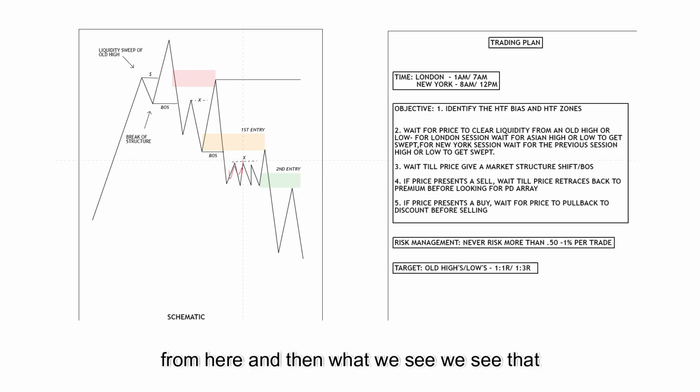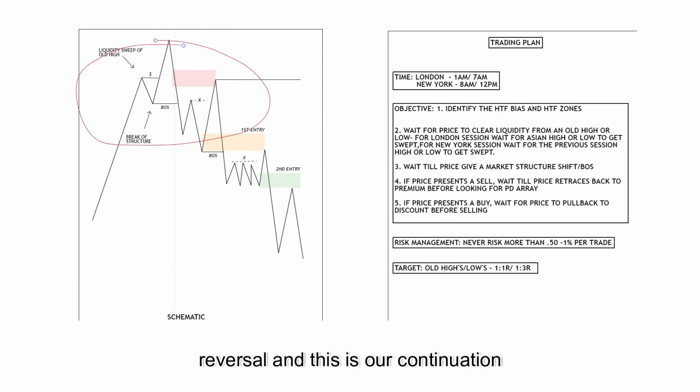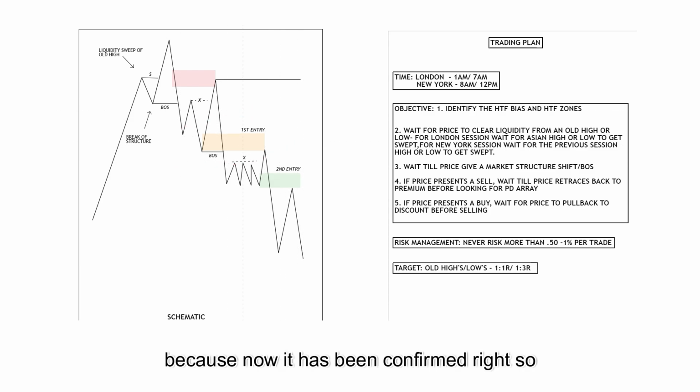And then we see that price builds liquidity. So our first entry for this continuation strategy will be after this second breakup structure. This is our reversal and this is our continuation, because now it has been confirmed. After price gives us a breakup structure, we will wait for more liquidity to be built, and then price will come back and tap inside of our zone. This will be our first entry.